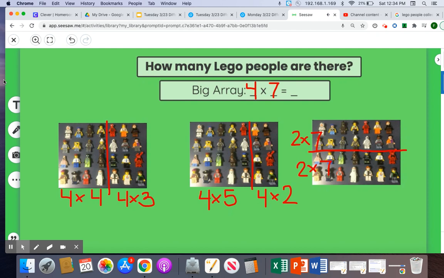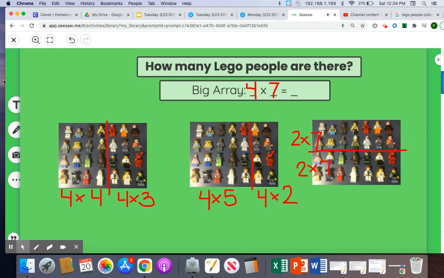The last way, I broke apart in half because 4 is an even number, and that means that we can make 2 equal groups. So I have 2 rows of 7 and 2 rows of 7. And for me, I can almost do that in my head because I know my doubles. So I think I'm going to do that way.